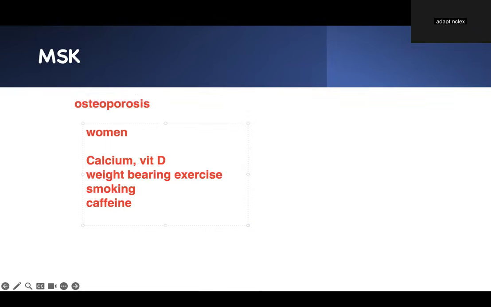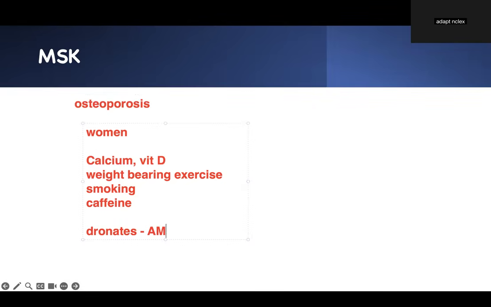And of course, something they cannot avoid is age. Therefore, they can't do anything about it. But these are things you have to teach them. Give them calcium, vitamin D, weight-bearing exercise, and tell them to avoid smoking and caffeine. The common medication you're going to see is the bisphosphonates. What name do they have? Dronates.